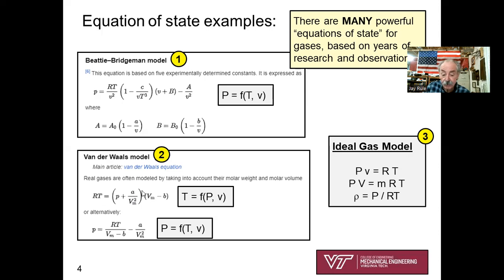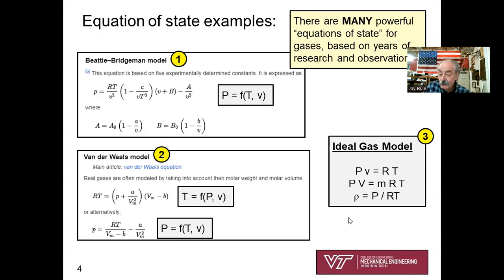But do you see that the form of this equation of state is temperature equals some function of pressure and volume? And it says in Wikipedia, they rearranged the equation to solve for P. And so here you've got P as a function of temperature and specific volume.